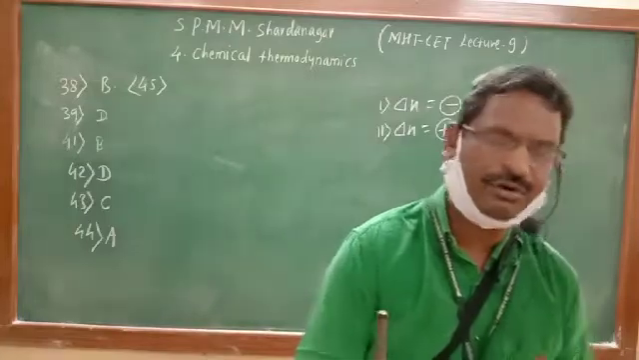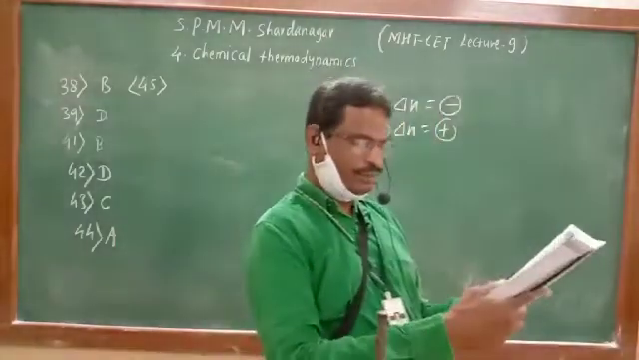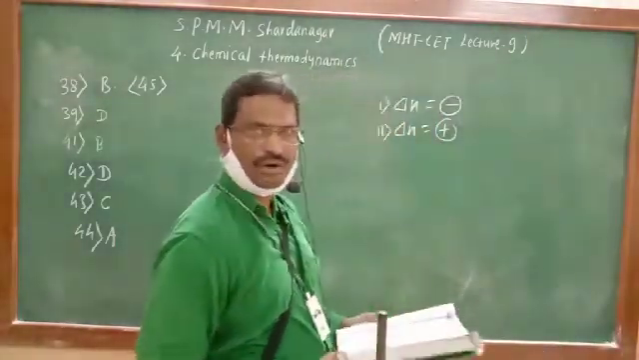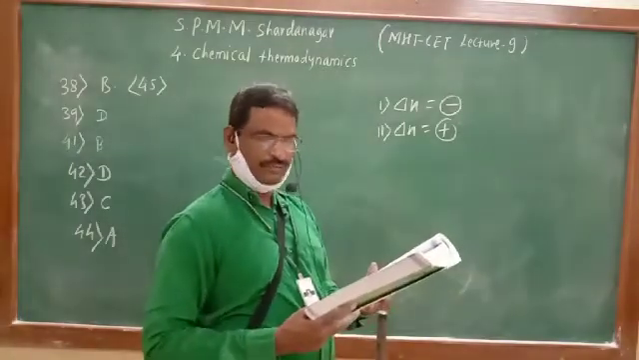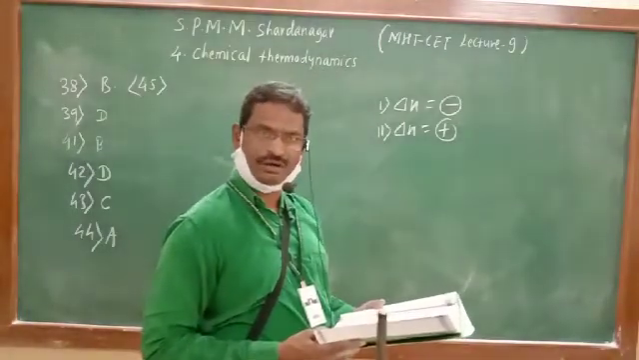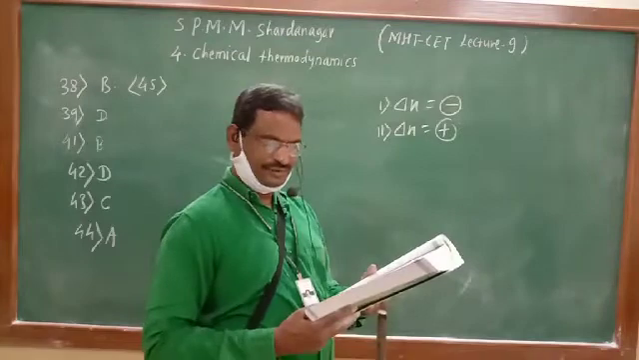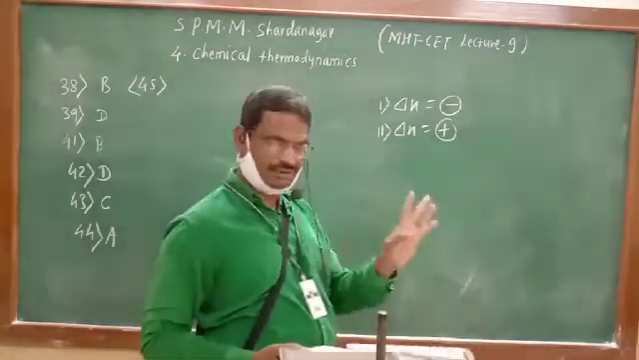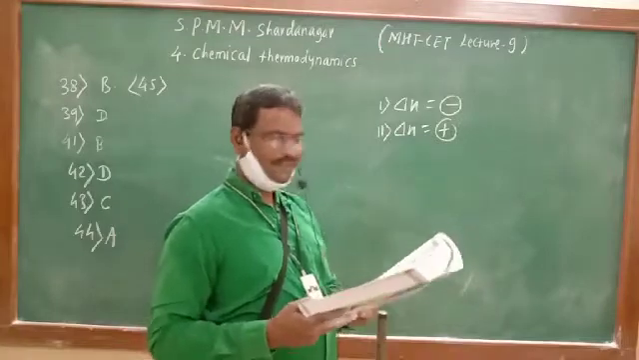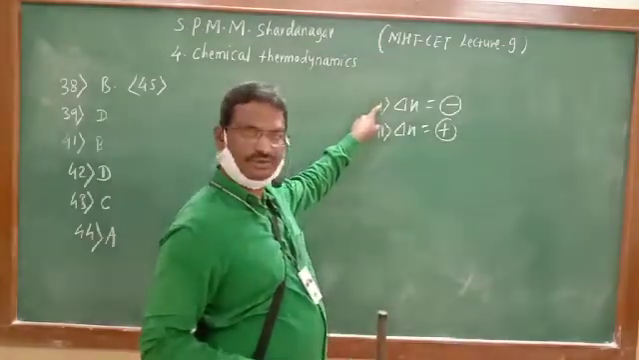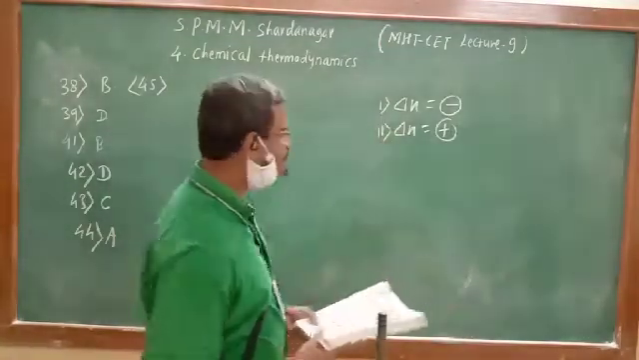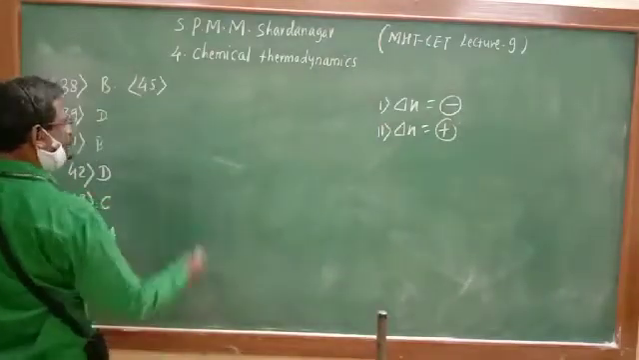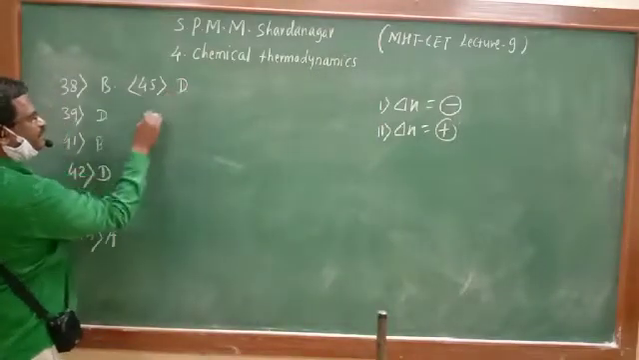So let us see the four options. First is both reactions are exothermic, wrong. Second, both are endothermic, wrong. Third, reaction 1 endothermic and 2 exothermic they are telling, so that is also wrong. And last, reaction 1 is exothermic and 2 is endothermic, that is correct. So option D is correct.